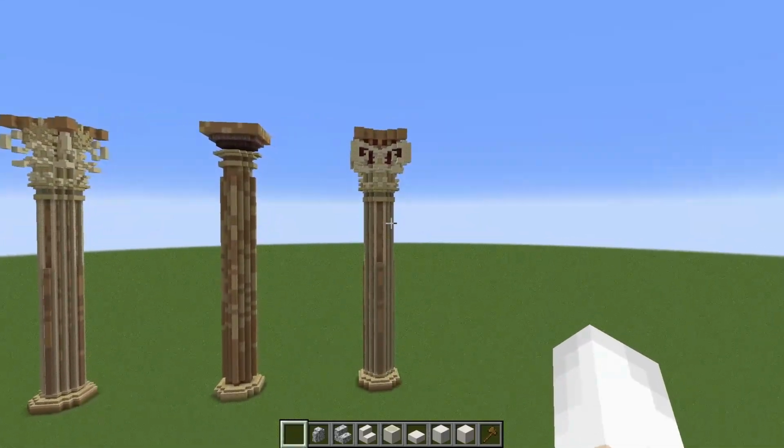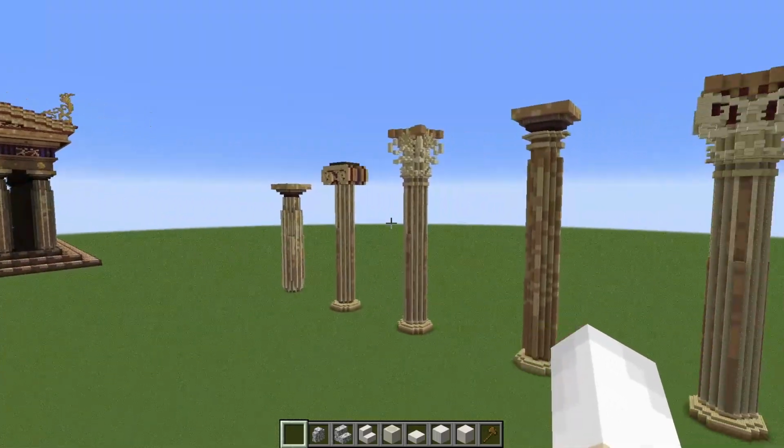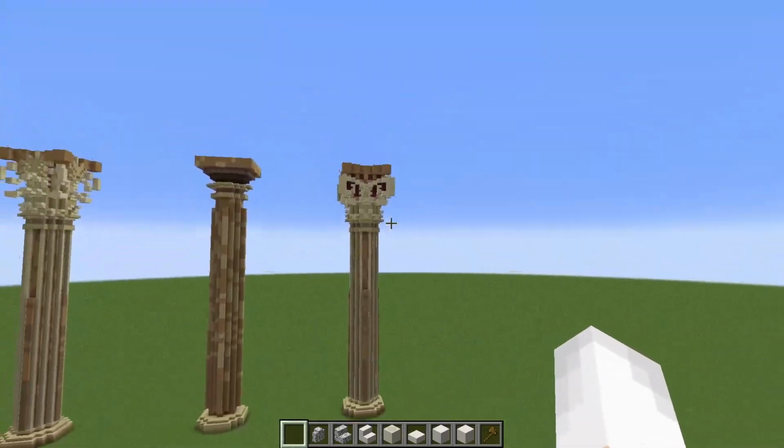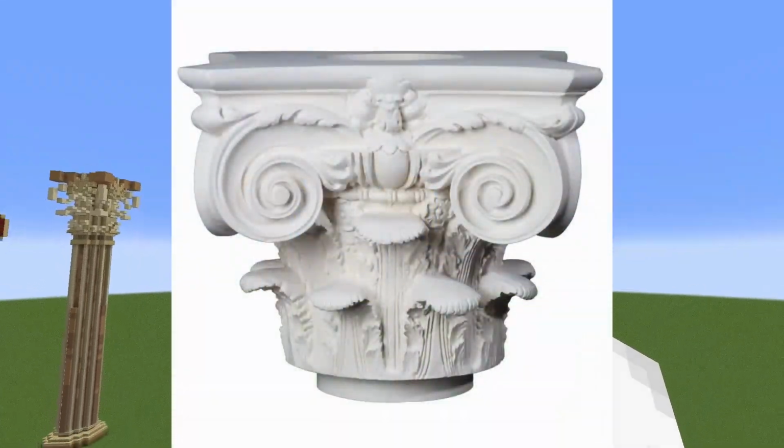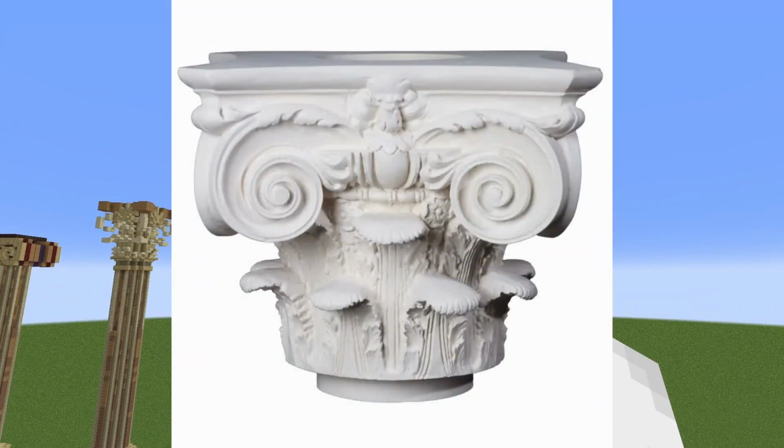It tends to get mistaken for the Corinthian order, but it's actually a combination of both Corinthian and Ionic, with the acanthus leaf basket capital, but then also adorned at the very top with volutes.